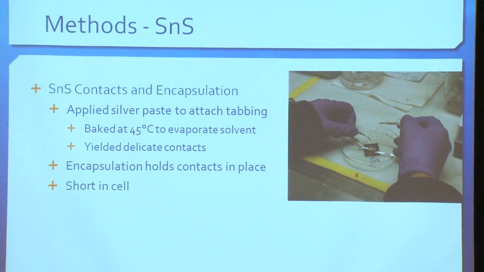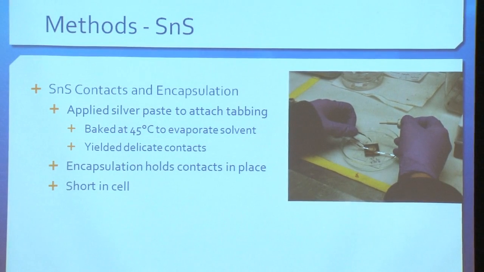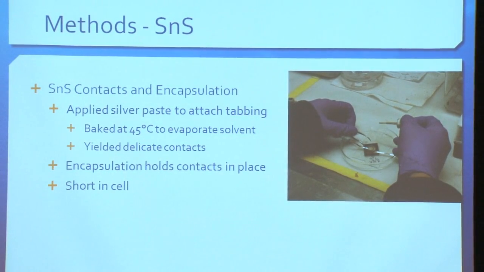To make the contacts, we applied silver paste to attach the tabbing, and we baked them at 45 degrees C to evaporate the solvent. This yielded very delicate contacts, so we had to encapsulate immediately in order to hold the contacts in place. Unfortunately, as Joel was mentioning about how the two electrodes are on the back, during the encapsulation process, we shorted our cell, so we were unable to take an IV curve.